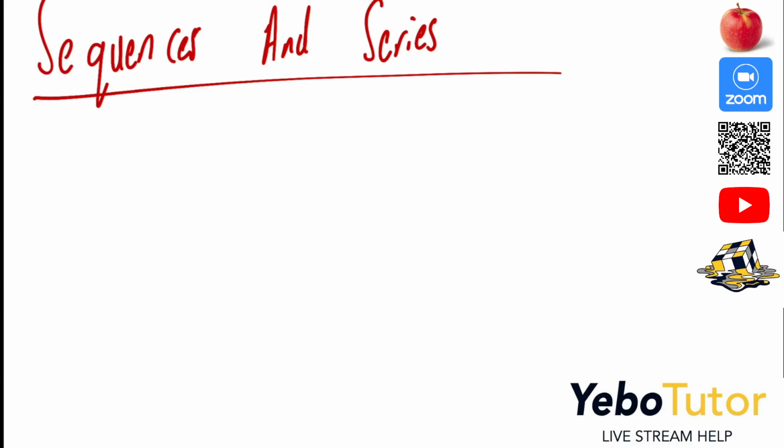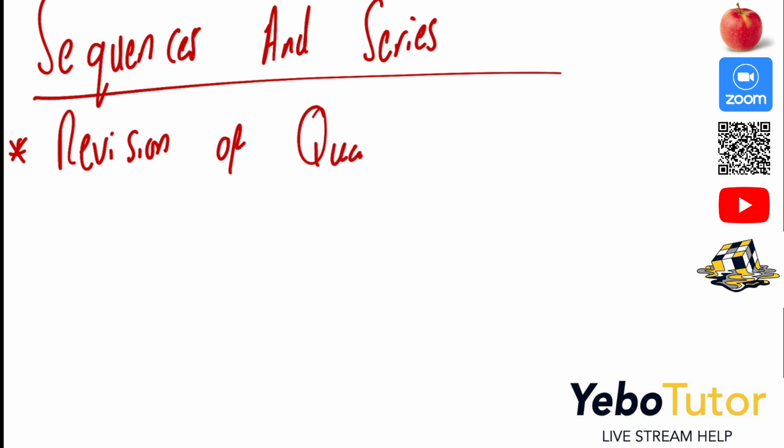Now we are looking into sequences and series. Grade 12 work. So we're going to have short videos. As we begin, let's start by looking at the revision of the quadratic sequence, which was done in grade 11.